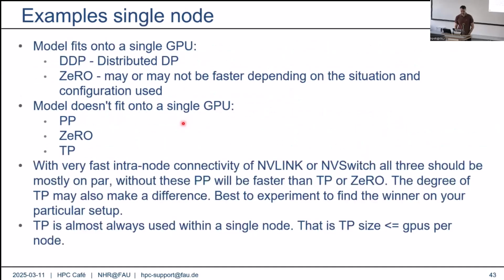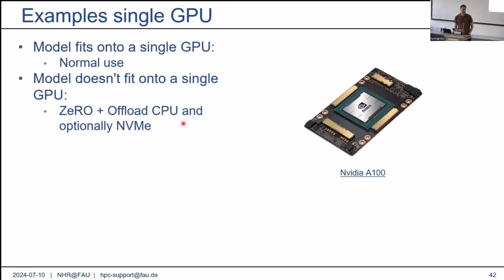With offloading on CPU, you mean offloading to the host memory? Yeah, exactly. RAM. Far-away cache or whatever. Yeah.